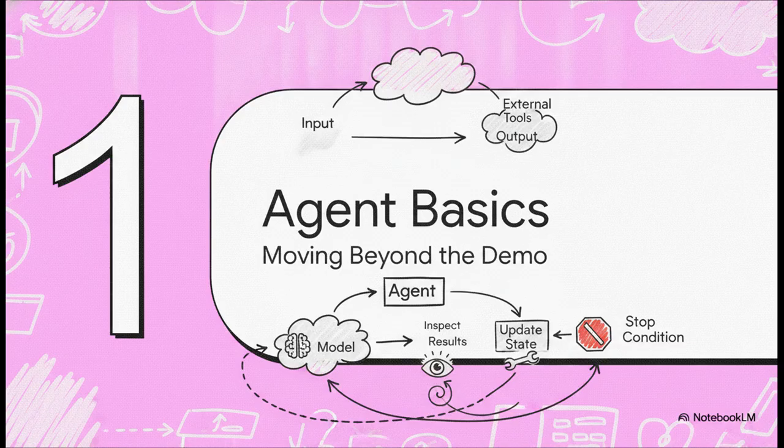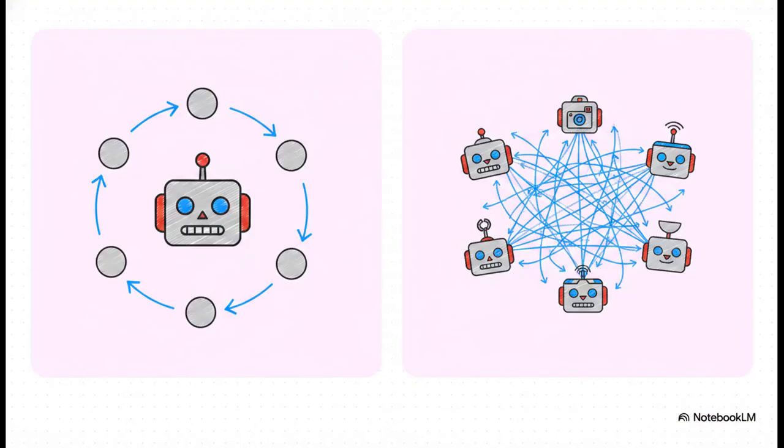Moving beyond the demo. So before we talk architecture, we need to clearly define what an agentic system actually does compared to a standard app. You know, a basic AI app takes an input, sends it to a model, and spits out an output. Boom, done. But an agentic system actively decomposes a complex goal. It figures out the next best step, calls external tools, inspects the results, updates its internal state, and just keeps looping until it hits a stopping condition.